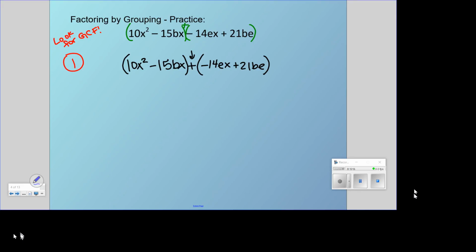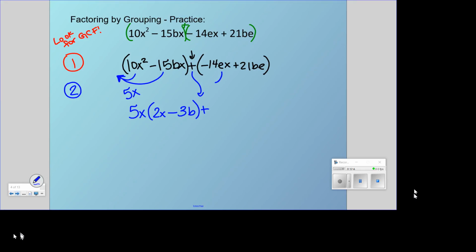Now in step two, we need to factor the GCF out of each of these pairings. So here in the first grouping, there is a shared factor of 5 and a shared factor of x. So I'm going to pull the 5x out and write down what's left once I divide 5x out of each term. So 10x squared divided by 5x is a 2x. Bring down your minus sign. 15bx divided by 5x is 3b. Carry down this plus sign.